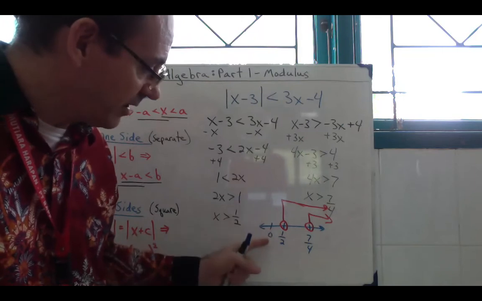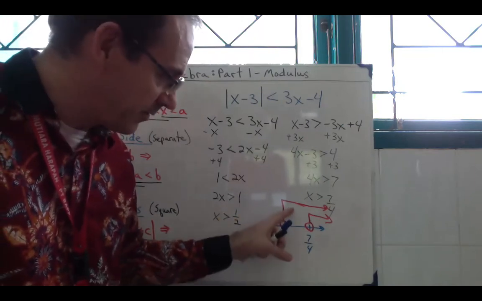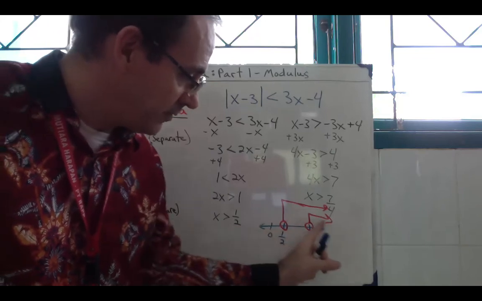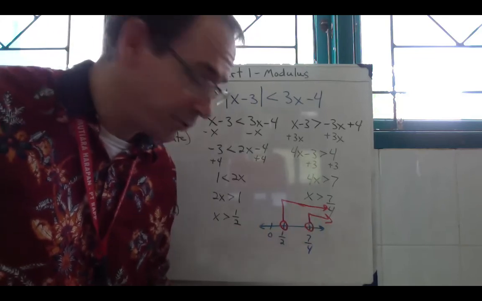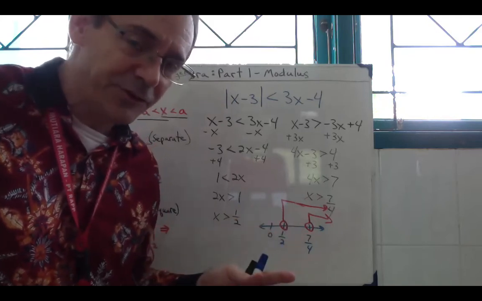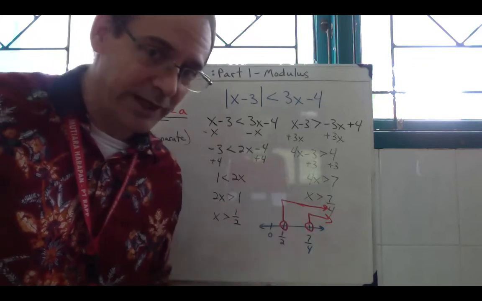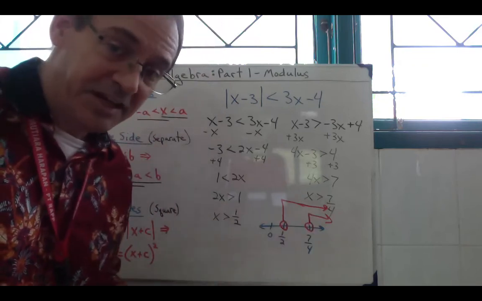So if you look over here at the 0, neither of them are true. If you look here in the middle, only one is true. If you look over here, both are true. So that's one way of doing it. But just in case you forget, or if you just want to make sure that that's the way it works, you can pick a test point.